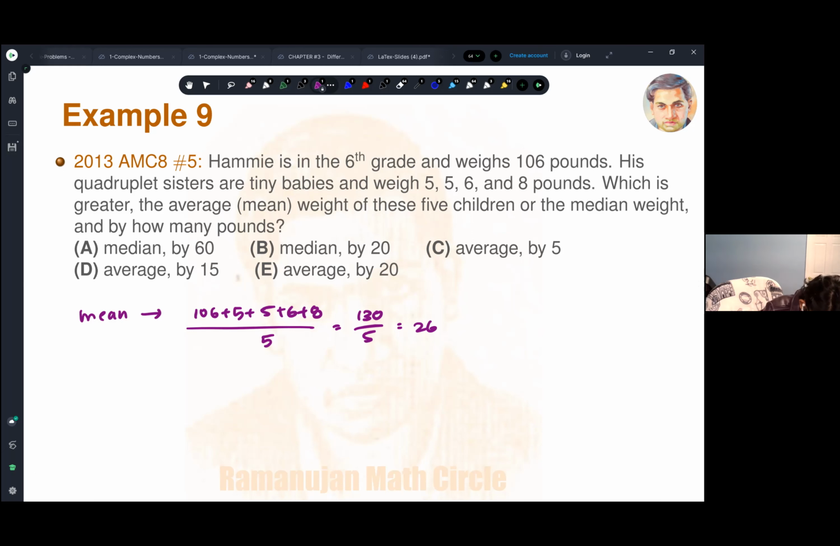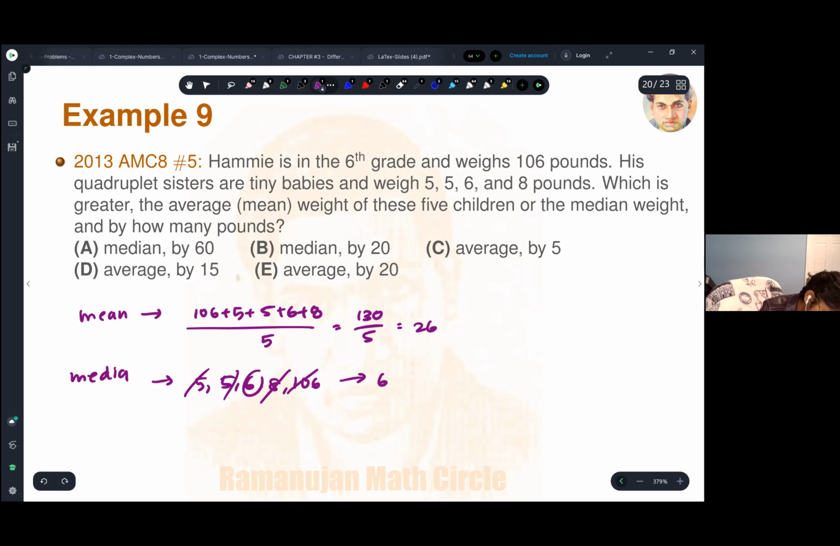Okay. And then our median is 5, 5. So we have to order it: 5, 5, 6, 8, 106. So our median is 6.